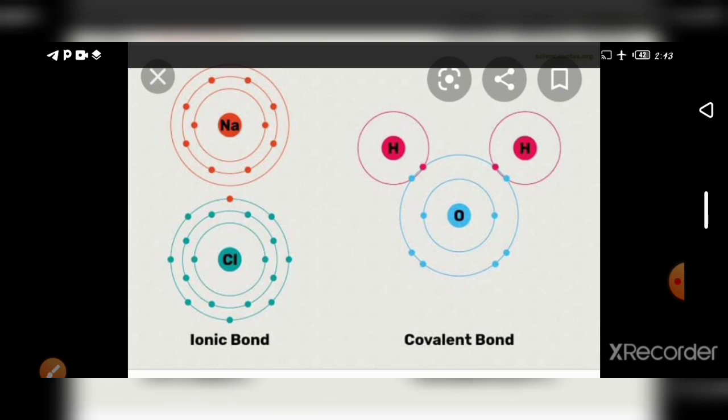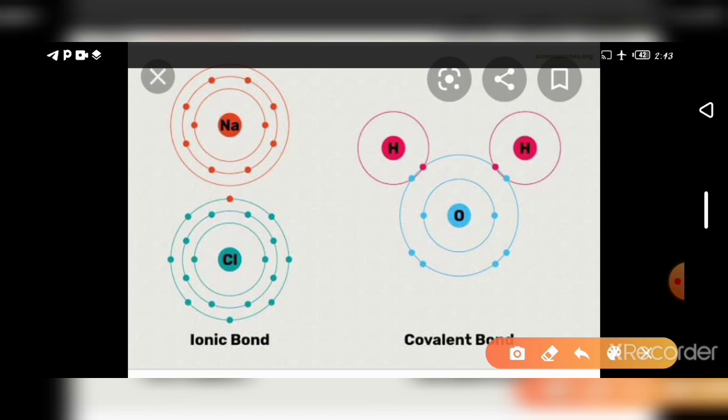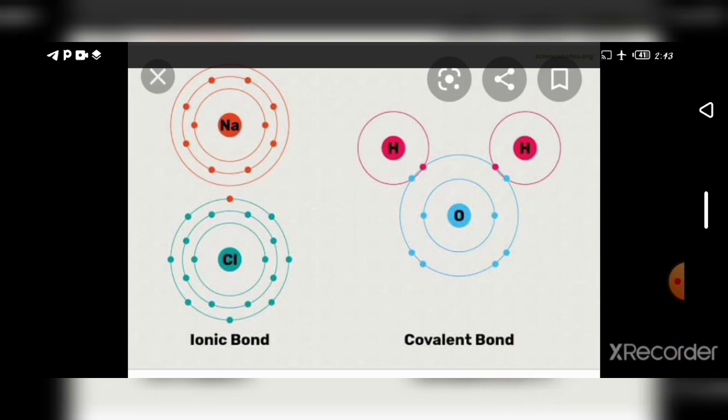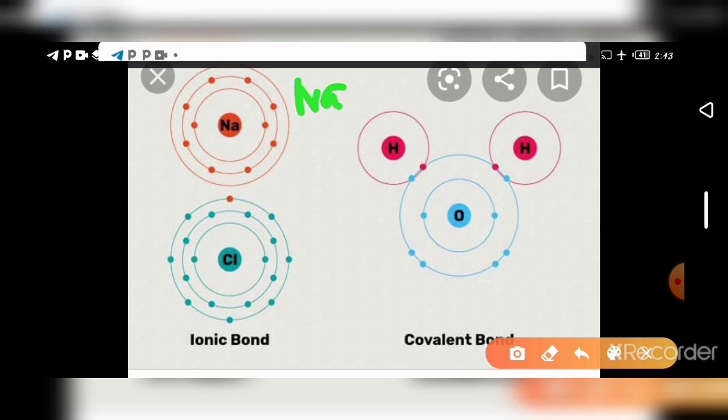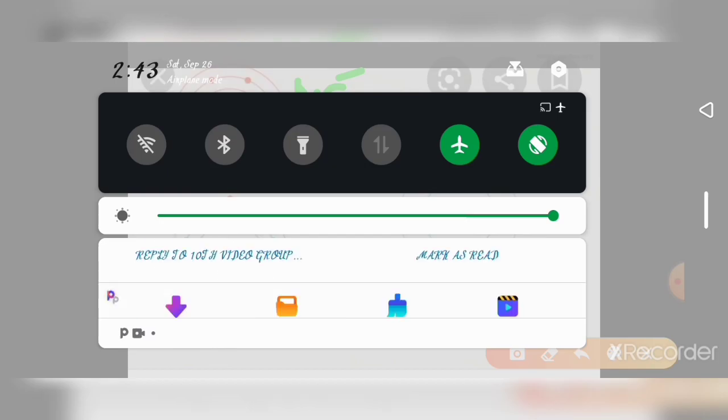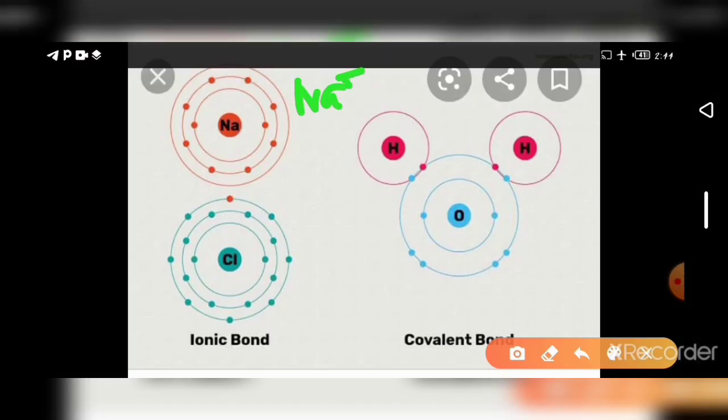I will explain it. You have to see sodium. Sodium has atomic number 11. The first shell contains 2 electrons, the second shell contains 8 electrons, and the third shell contains the remaining 1 electron. So the outer shell contains 1 electron. When it loses this 1 electron, it forms a Na plus ion. So here you see, it forms the Na plus ion.